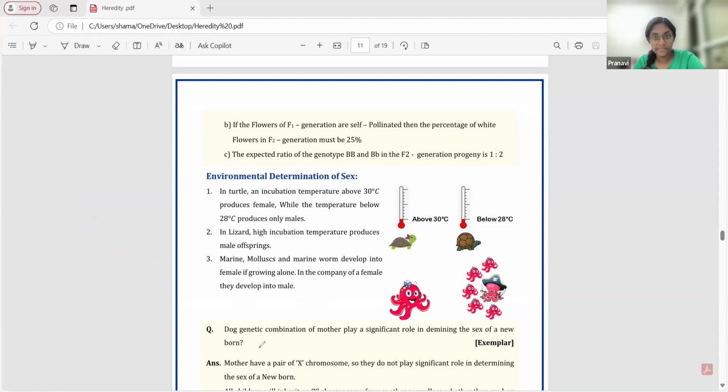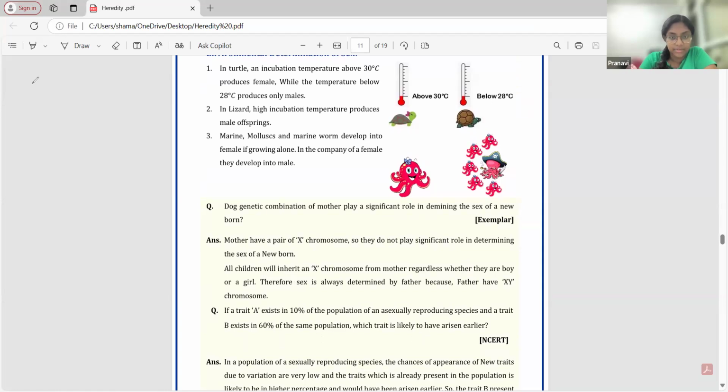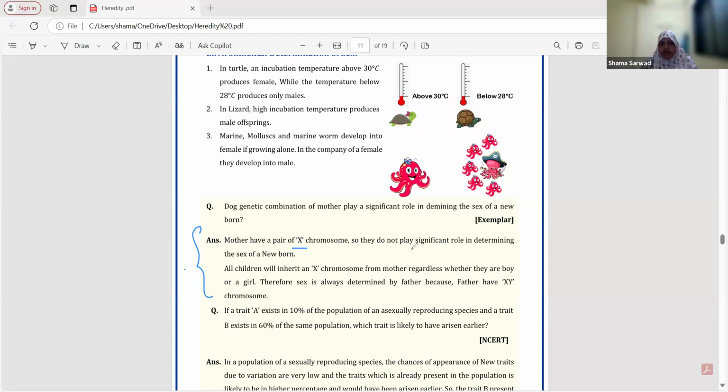See what is given: the genetic combination of mother plays a significant role in determining the sex of newborn. What do you mean by significant role? They just asked whether it is possible. The father plays an important role, right? The question is about a dog, which has a chromosomal system like human beings. Here they have given, mother has a pair of X chromosomes and does not play a significant role in determining the sex of newborn. All children will inherit the X chromosome from mother regardless of whether they are a boy or girl. Therefore, sex is always determined by the father. Father has XY chromosomes.